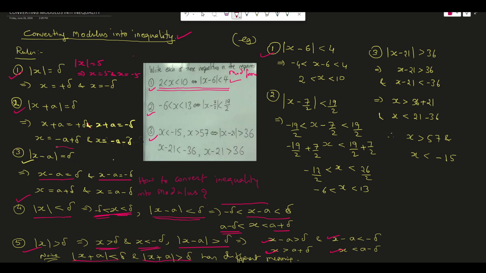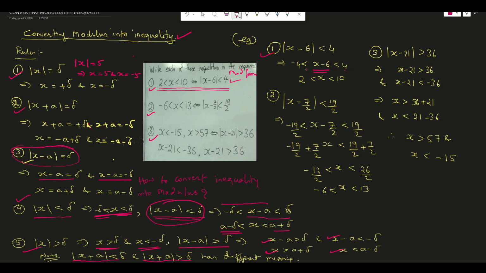So going by this particular rule, can you see this one? Rule number 3, modulus of x minus a equal to delta. Now this is not this rule. We'll have to go by this rule: modulus of x minus a less than delta. So going by this rule, the meaning of modulus of x minus a less than delta is that x minus a is between delta and minus delta. In the same way, modulus of x minus 6 less than 4 means this expression x minus 6 is between 4 and minus 4. This is the way you write the inequality.